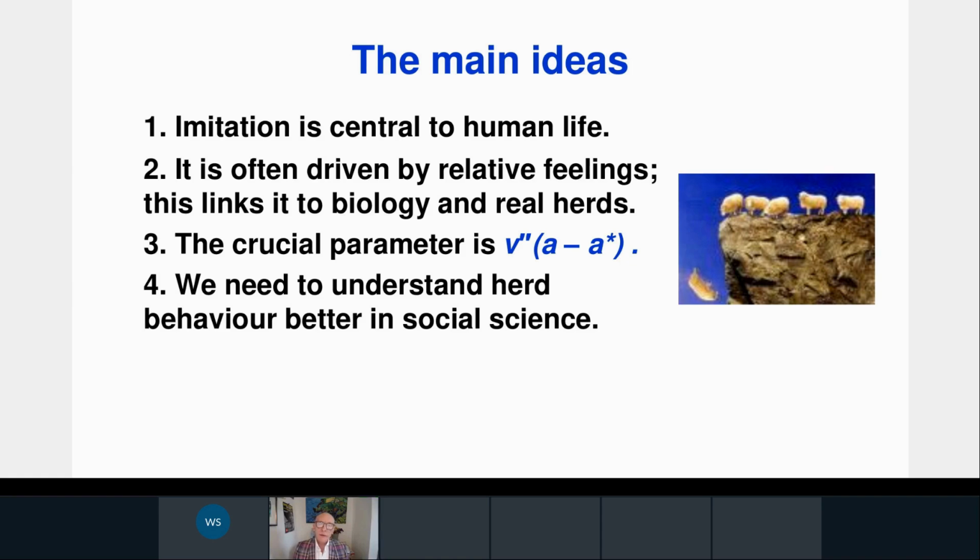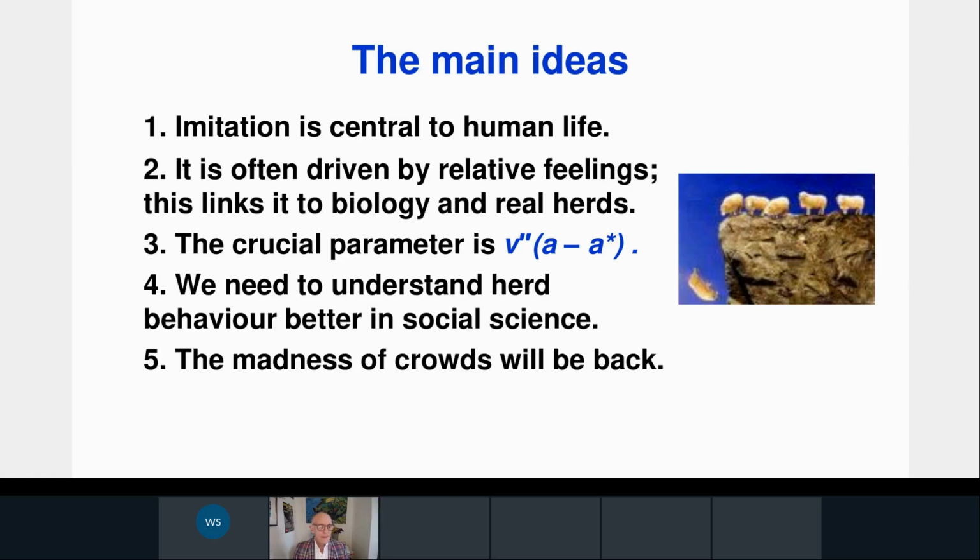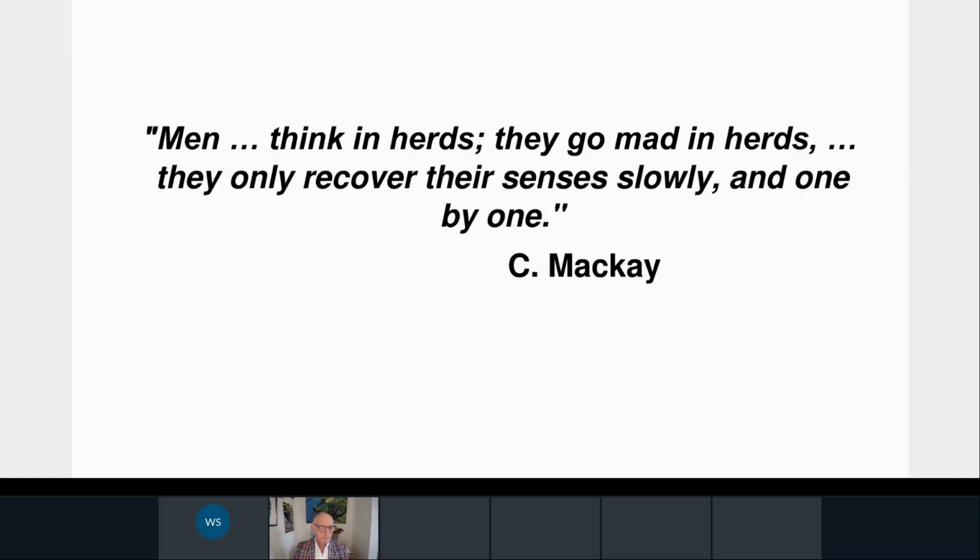I think that herd behavior should be studied centrally within economics and quantitative sociology and psychology. And I will argue that the madness of crowds will be back in your lifetime. And perhaps if you can think your way through what we might call the theory and practice of herd behavior, understanding herd behavior, that might save you perhaps even a lot of money one day.